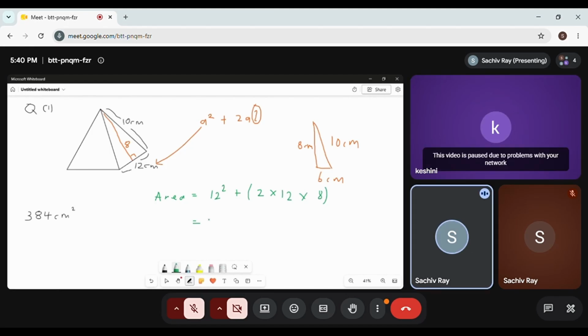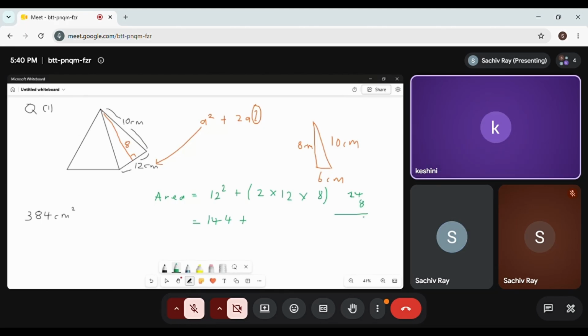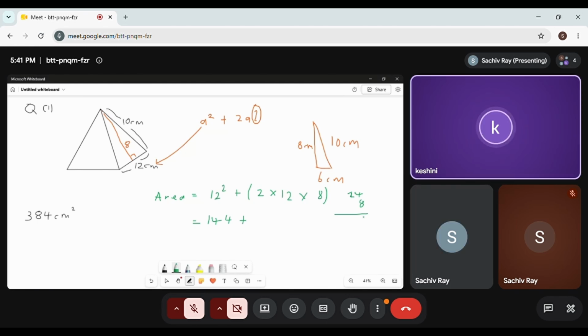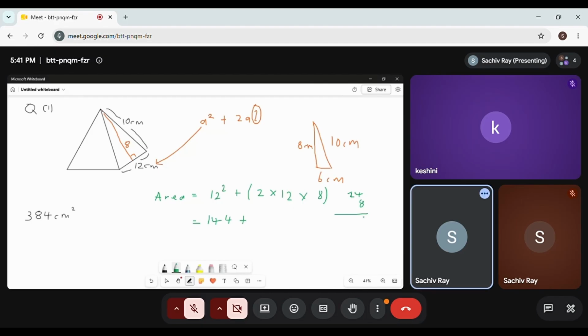24 times 8. 8 times 4 would be 32. 2 times 8 is 16, plus 3 will be 19. And then 192. It's going to give us 4 plus 2 will be 6. 4 plus 9 will be 13. We have one remaining. 336.